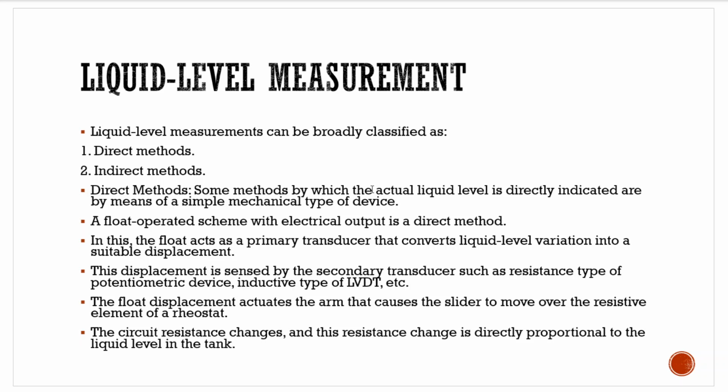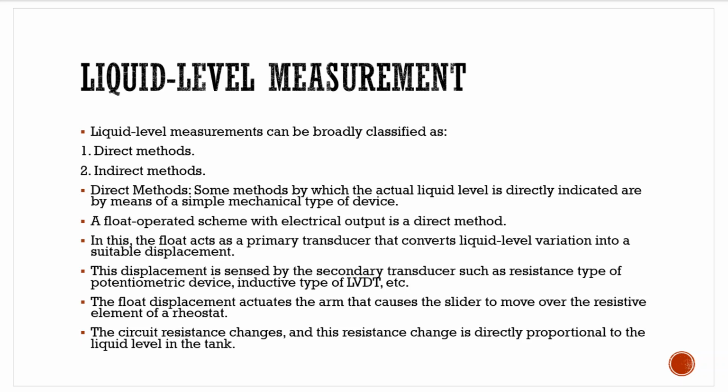Now you need to also measure liquid levels. We are focusing on different types of measurements: temperature, flow, light, displacement, pressure, stress, etc. So you have liquid level measurements. We can have two different types of liquid level measurements. One can be a direct method, and another one can be an indirect method.